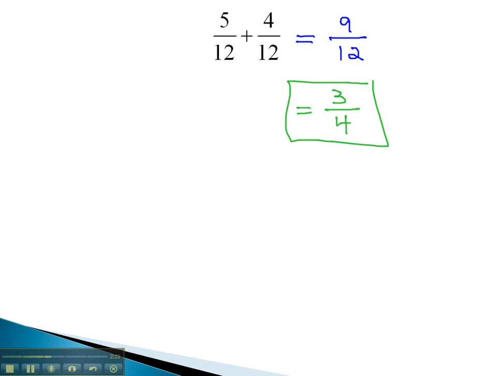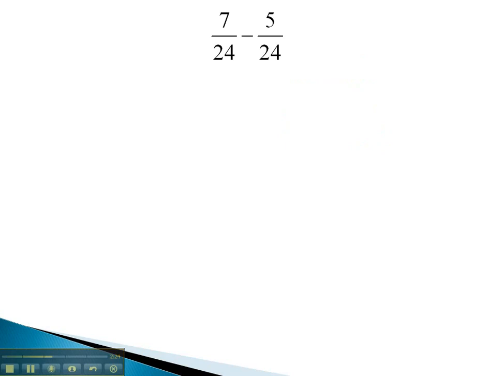Let's try one more example. In this problem, we have 7/24 minus 5/24. We have a common denominator. All the pieces are cut the same size. We start with 7, take 5 away, subtracting in the numerator, leaves us with 2, out of, keeping the denominator, 24.